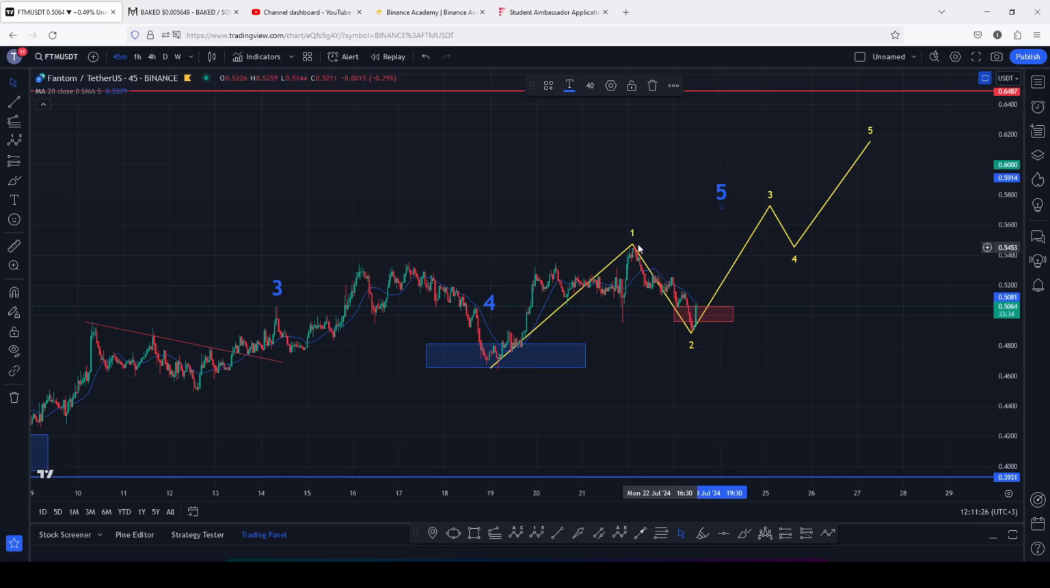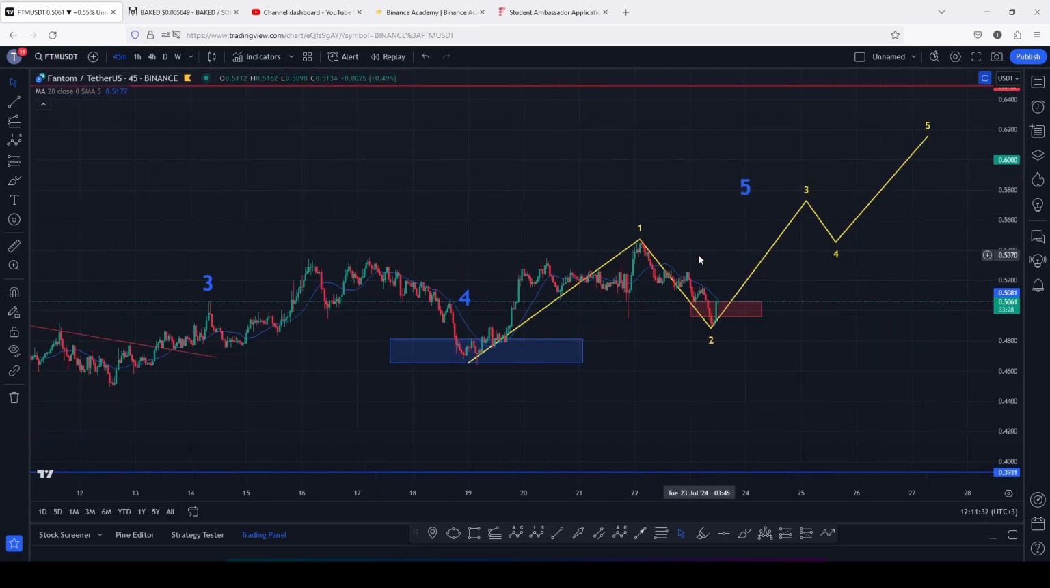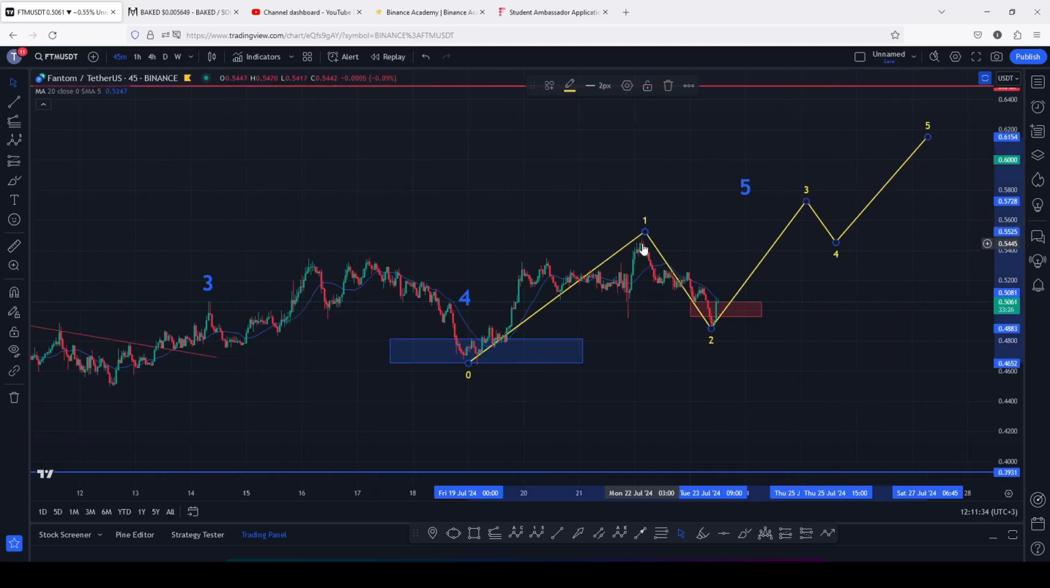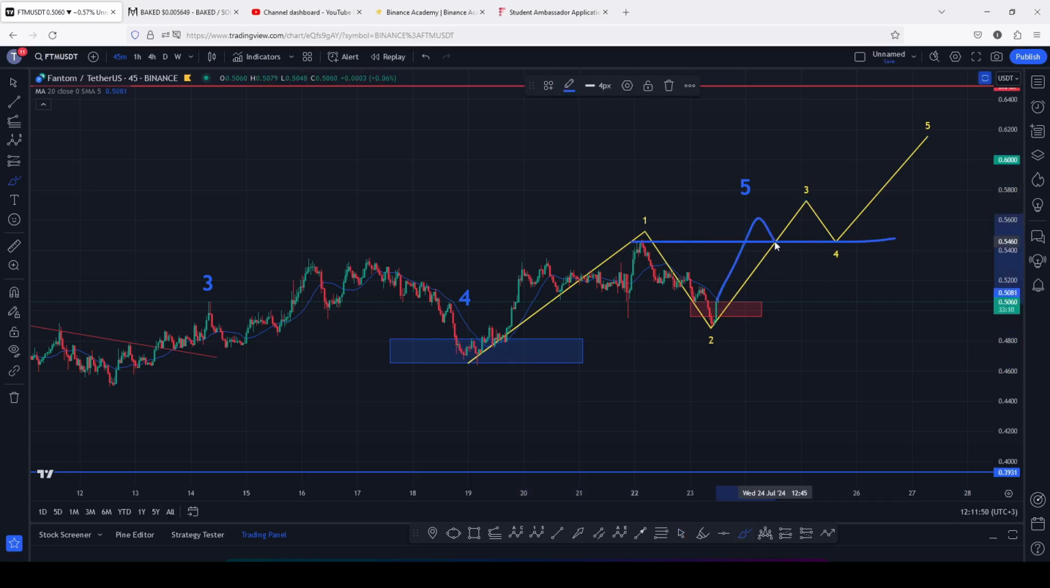And remember that for us to get a confirmation that we have started that impulsive wave in this Elliot wave count 3, we need to see a break above the significant high in this Elliot wave count 1, which perfectly lies above the 0.5485. The moment we manage to break above that and also other significant key areas of resistances, then I will be expecting Fantom to fully maximize its minimum target areas in that Elliot wave count 3.